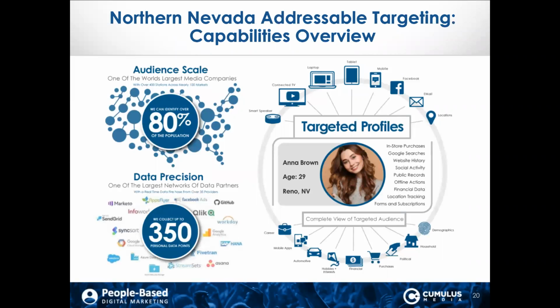So with Northern Nevada addressable targeting capabilities, you get to target across all devices, whether it be smart speakers, connected TVs, laptops, tablets, mobile devices, Facebook, email, and location-based marketing. Plus, we have a complete overview of that targeted audience, whether it be their demographics, their political affiliation, their financial realities, their automotive tendencies, or their career. With over 350 personal data points, we can find your ideal audience.